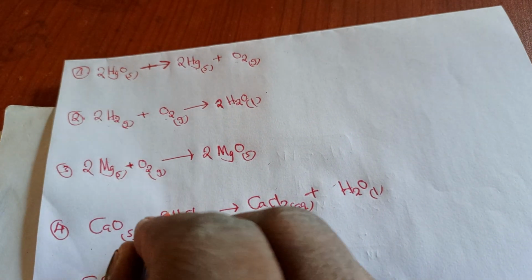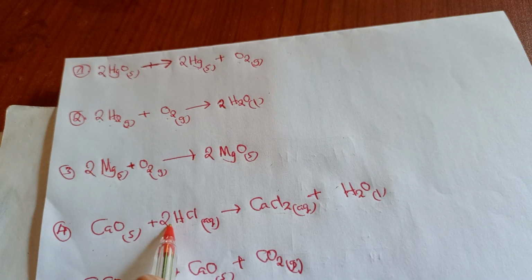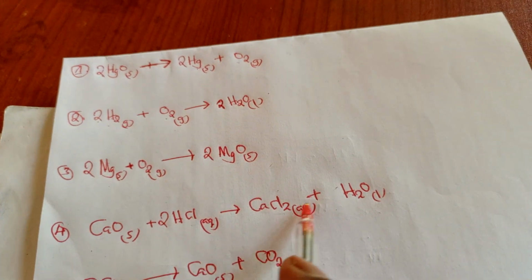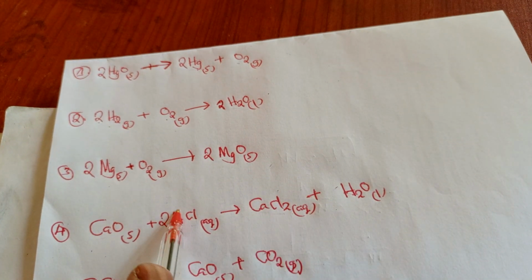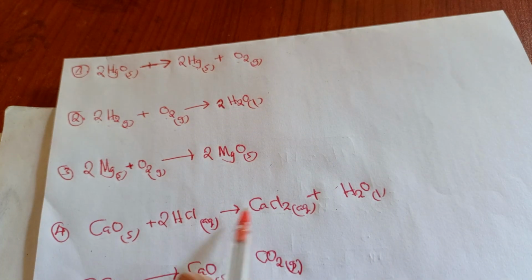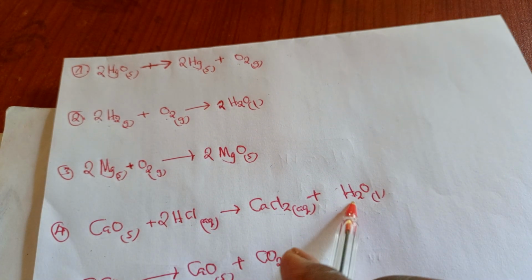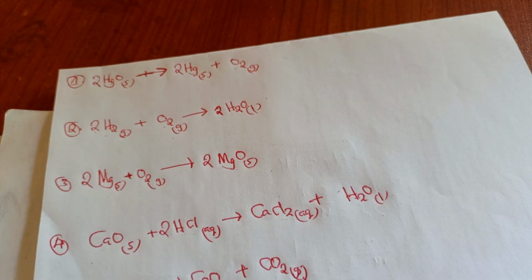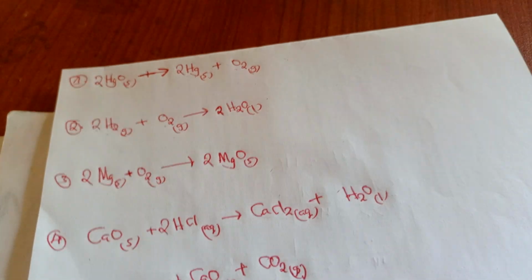So I'll put a 2 here. As I put 2 on chlorine, as you can see, I have 2 chlorine and 2 chlorine. But also the number of hydrogen is affected. So I have 2 hydrogen here. Then how many hydrogen are here? I have 2. So this one is balanced as well.